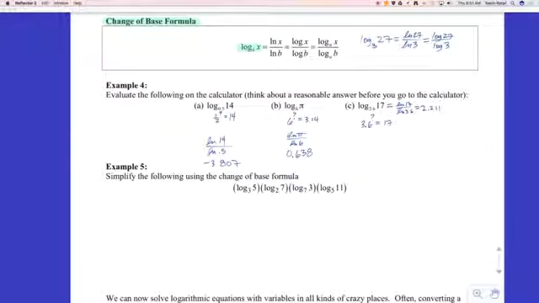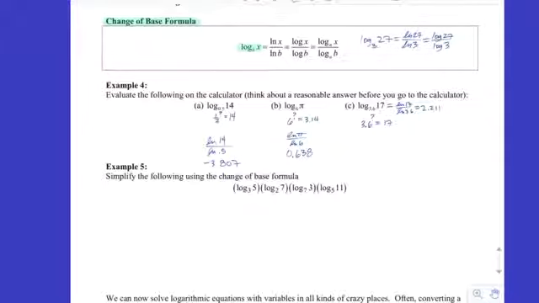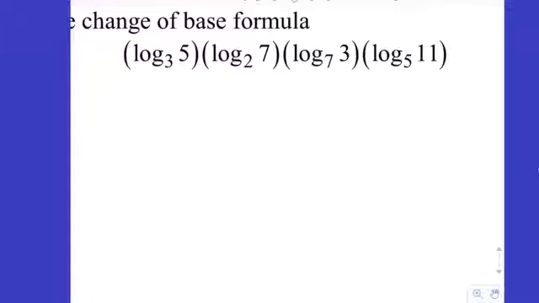All right, we're on example 8. It says to simplify the following using the change of base formula. This is a product of 4 different logs, and if you notice, they all have different bases, right? 3, 2, 7, 5. So this is just some number, so it's going to equal some number in the end. We just want to make it look a little less intimidating. Maybe fewer factors, fewer logs, fewer numbers.